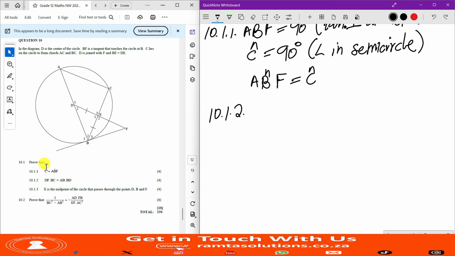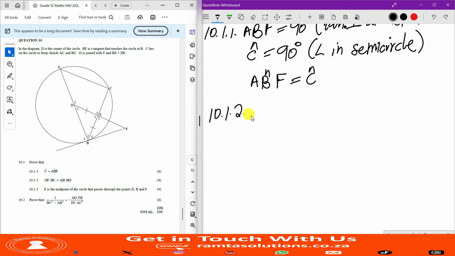10.1.2, prove that DF times BC is equal to AB over BD. For this one, guys, hear me out. It's important that when you do that, you first prove the similarity of the triangles. So it seems like we will have to prove, I see a DF, I see a BC, I see an AB. So we'll have to prove the similarity of these two triangles, ABC, and another one I will define later.